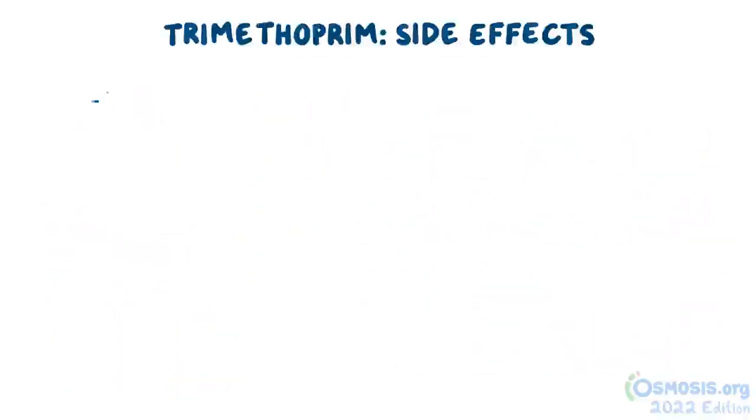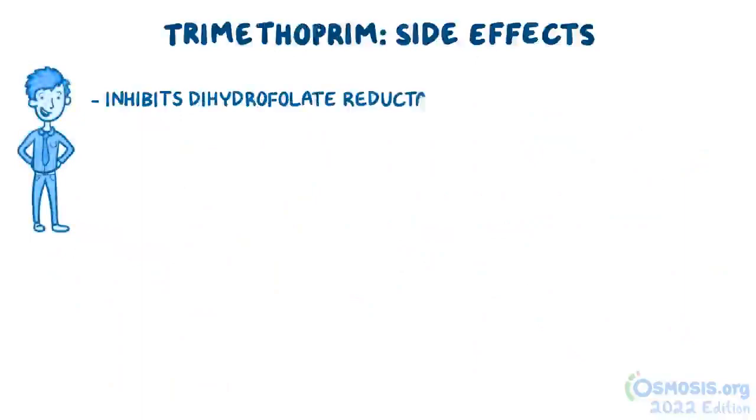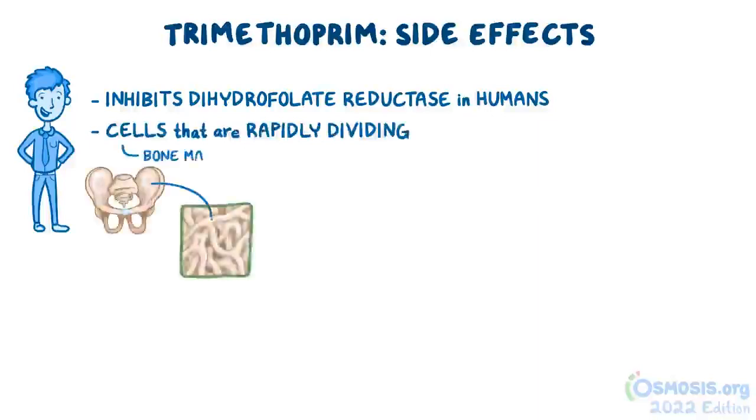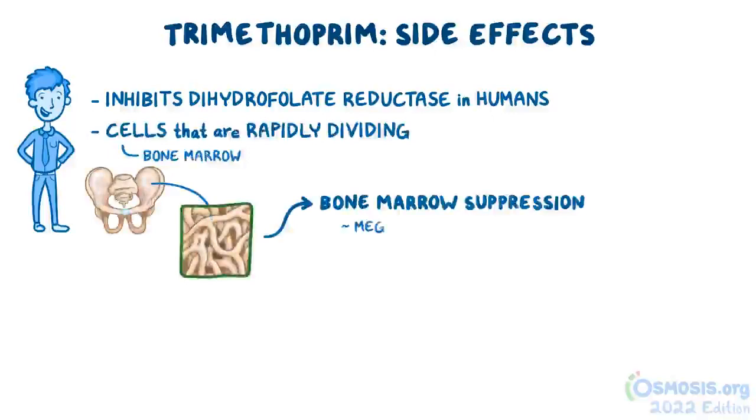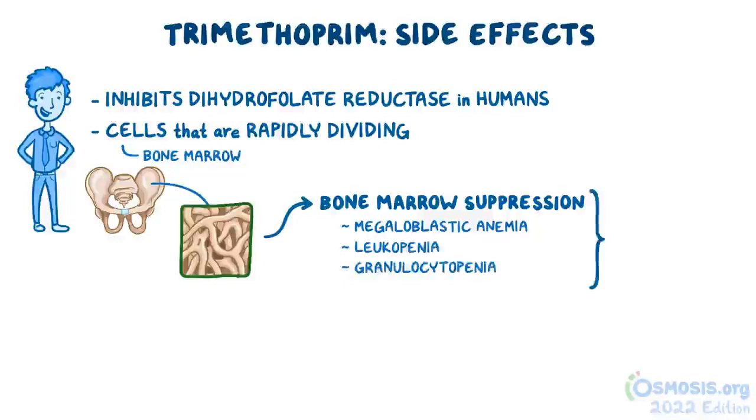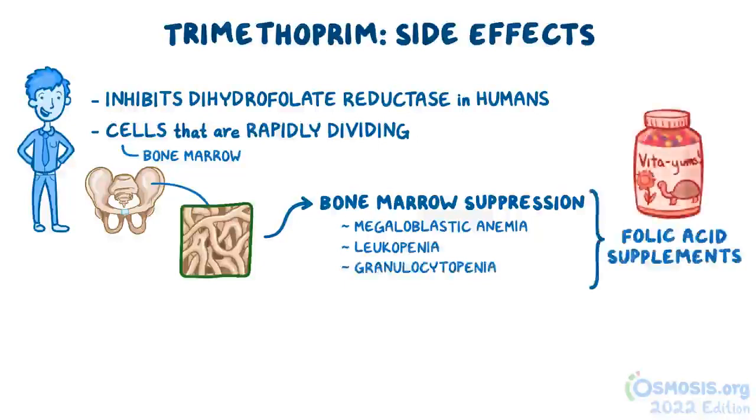Trimethoprim, on the other hand, also inhibits dihydrofolate reductase found in humans. This matters the most to cells that are rapidly dividing, like the ones found in our bone marrow. So it can cause bone marrow suppression, which results in megaloblastic anemia, leukopenia, and granulocytopenia. This problem can be fixed by giving folic acid supplements.